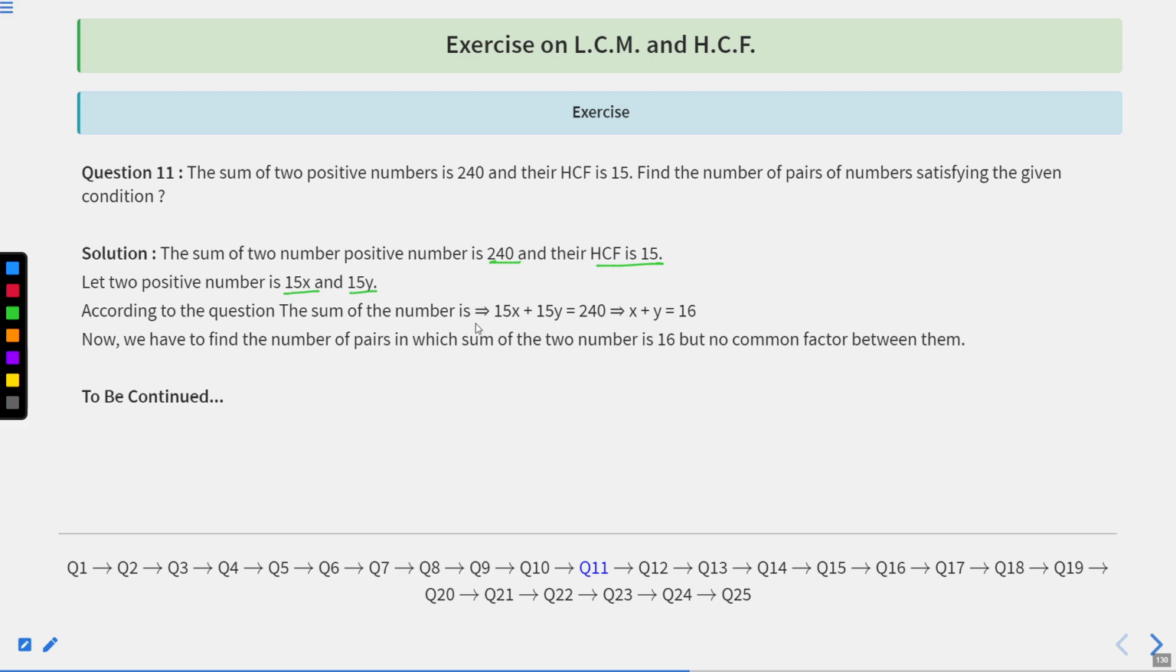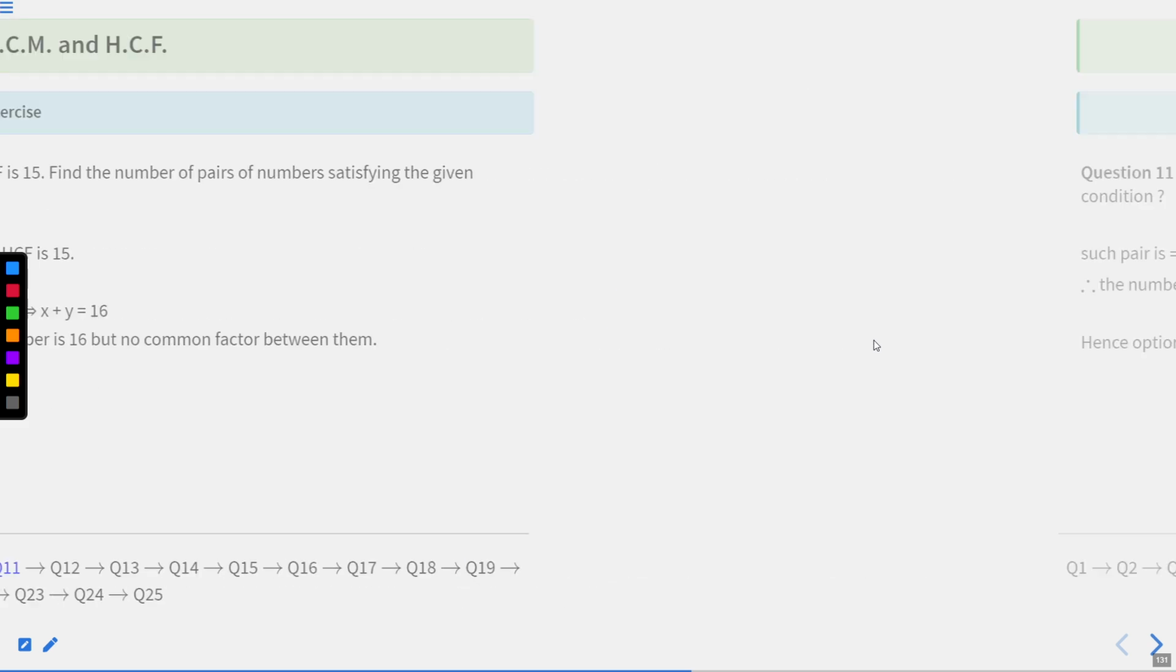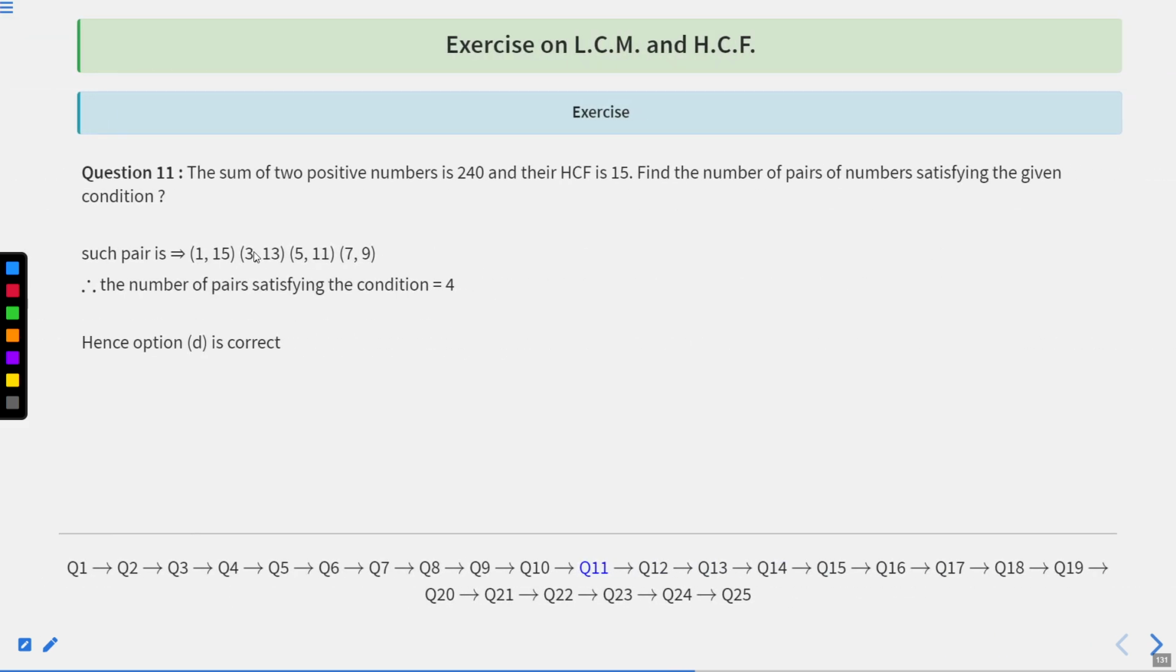According to the question, the sum of the numbers is 15x plus 15y equal to 240, which means x plus y is equal to 16. Now we have to find the number of pairs in which the sum of the two numbers is 16 but there is no common factor between them. And such pairs are 1 and 15, 3 and 13, 5 and 11, and 7 and 9. Therefore, the number of pairs satisfying the given condition is 4. So the correct option here will be option number D.